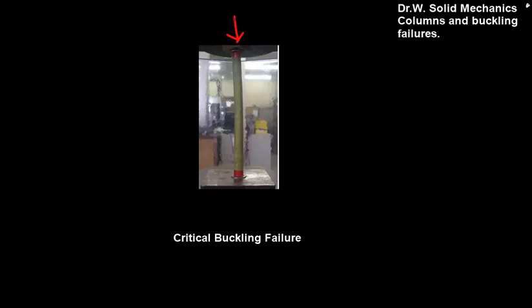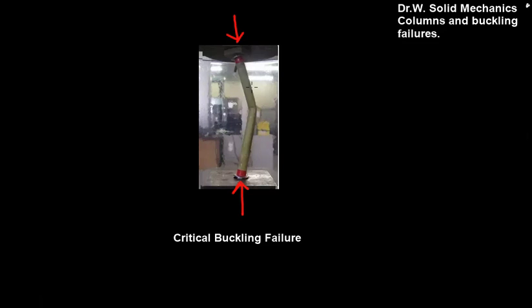Here we have a tall, slender column that's undergoing a load test. And when the column exceeds its critical load, the column can buckle in the center. This is a common form of failure for tall, slender columns.